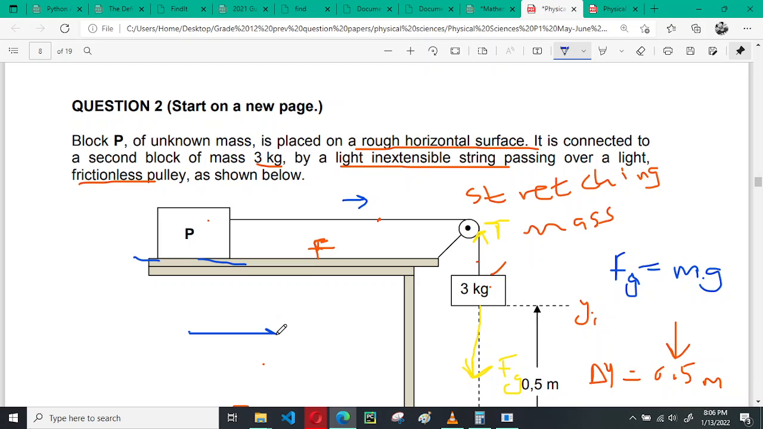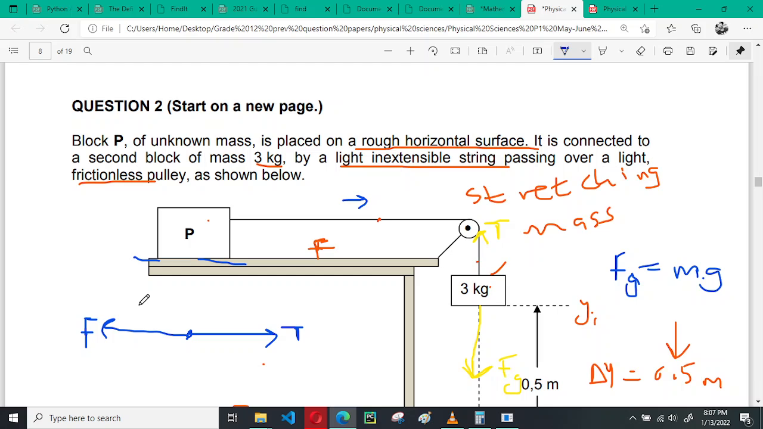Tension force is the same as this, and then this is block P, and then you're going to have frictional force. Frictional force opposes motion all the time. Always it goes in the opposite direction as the system. So whenever the system wants to go in a direction, it will always pull backwards.